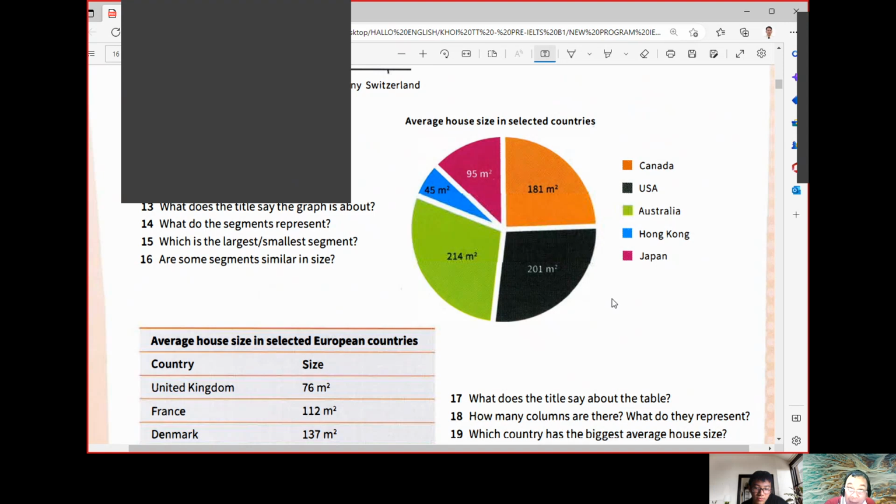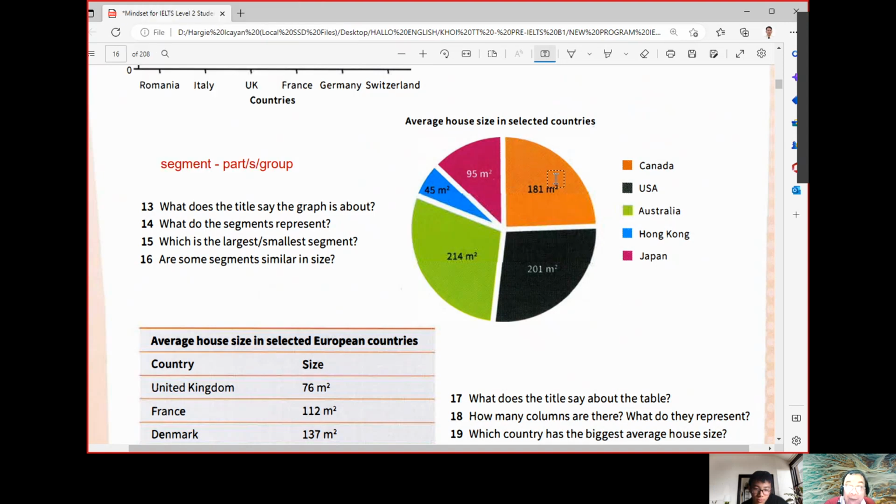Like for example, this one is the first segment, the second segment, or a group or part of the pie, right? Like the pie we're eating. If you have 10 members of the family and you are going to buy a pie, then you are going to group it into 10 equal parts, right? So that means a segment is a part or parts or group.